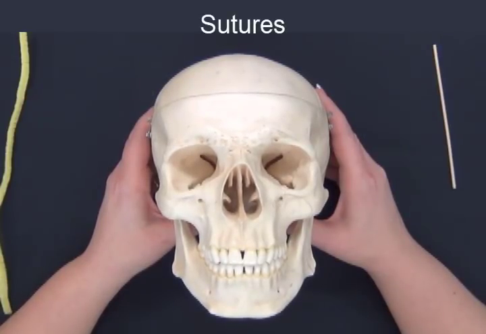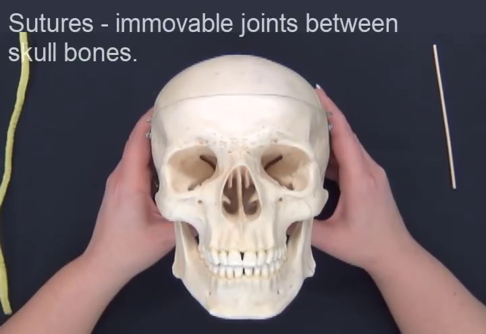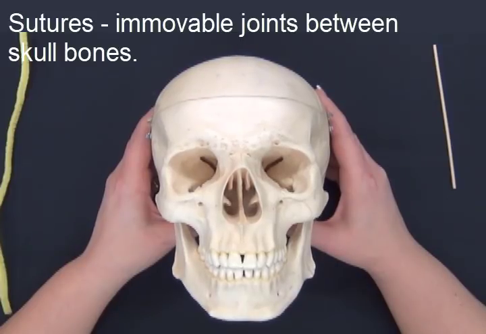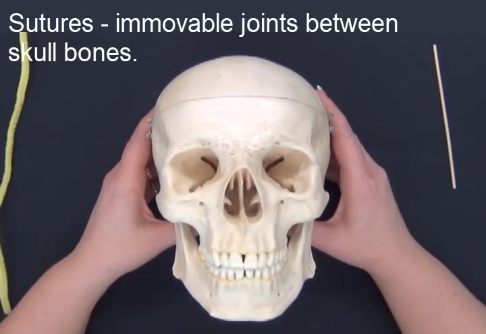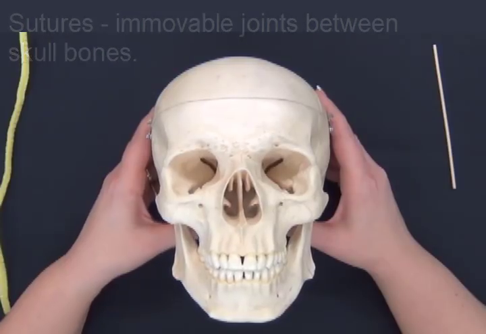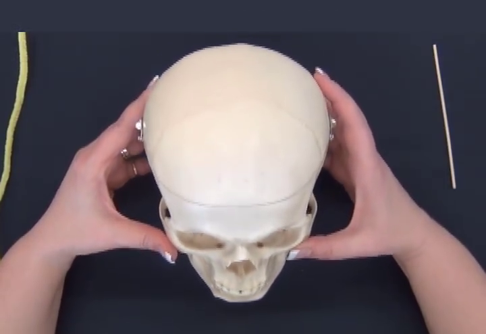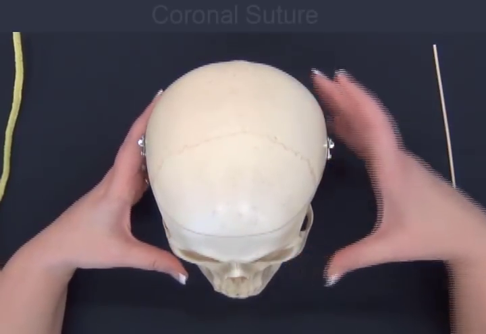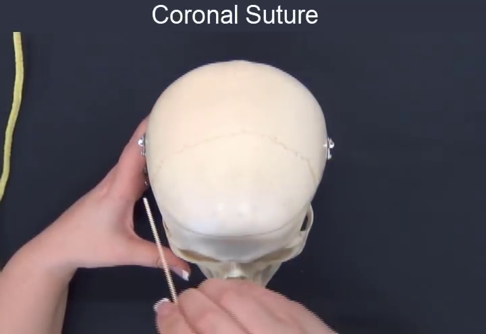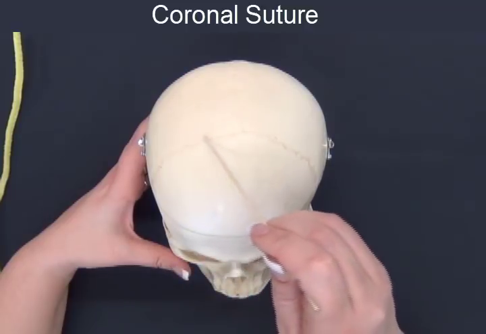The skull. The first thing we're going to learn about the skull is about the immovable joints that you find between bones within the skull. These joints are called sutures. The first suture that we're going to learn is found on the superior side of the skull. The coronal suture is located right here.